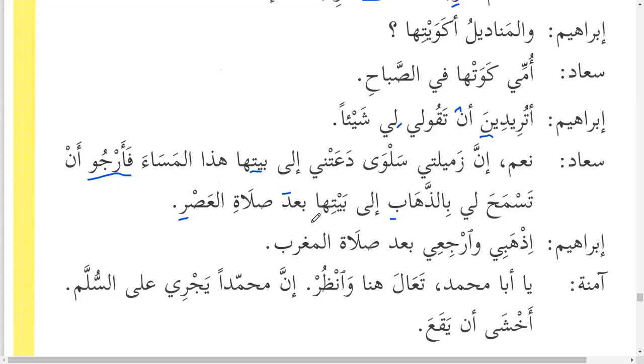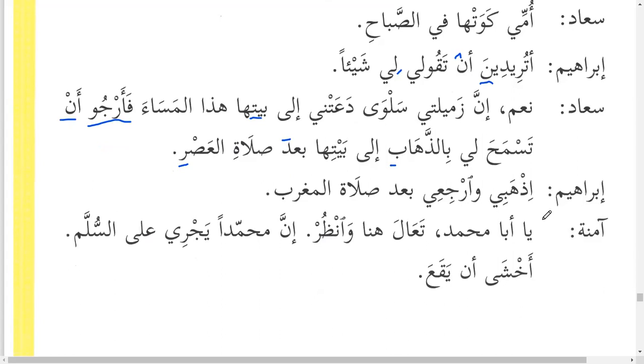So فأرجو أن تسمح لي, it was تسمح, but because of an it has become تسمح. تسمح لي بالذهاب. What do you remember about الذهاب? This is the masdar of ذهب يذهب, right? So when you ask someone about something, so you say تسمح لي بالذهاب, so we ask with the preposition of ba. Again, this preposition, as I told you, I believe the most commonly used preposition in Arabic language. So allow me to go to her house بعد صلاة العصر, after Asr prayer.